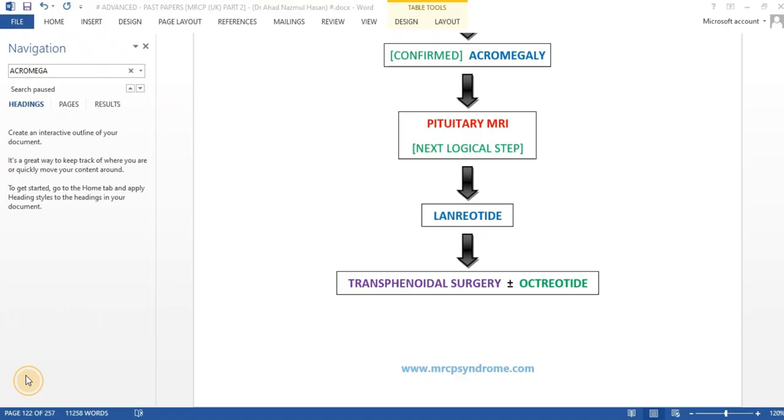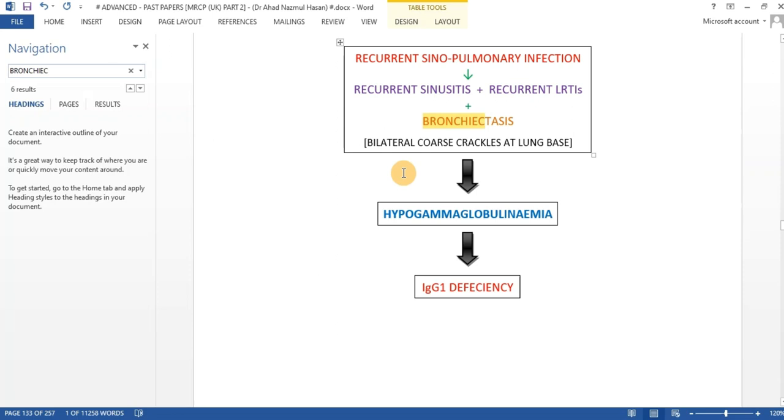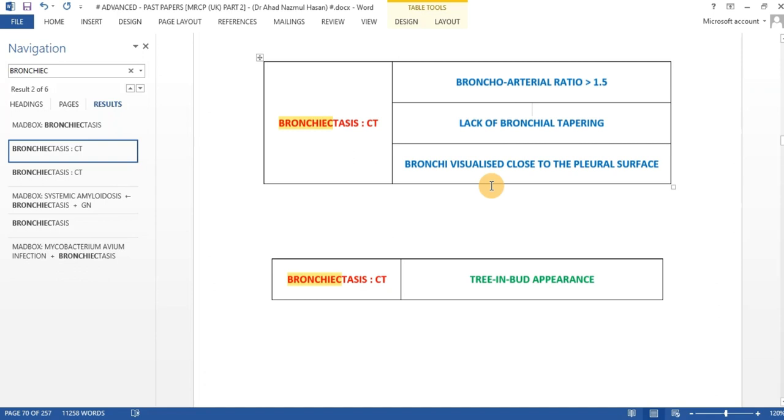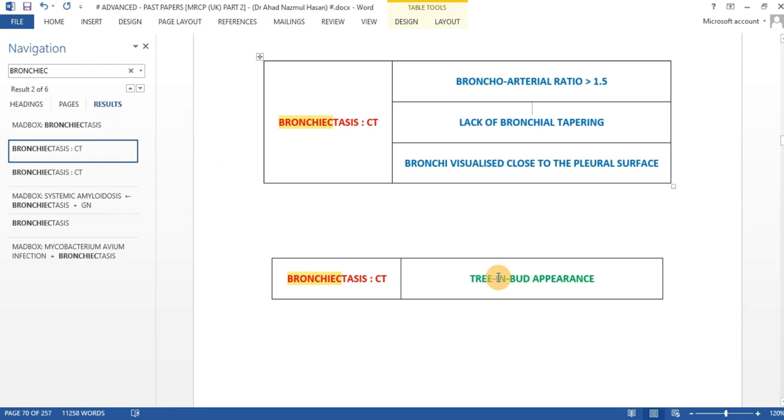Bronchiectasis. Yes, very good. So what are the other CT findings in bronchiectasis? Signet ring sign, and tram tract appearance. The bronchoarterial ratio is usually greater than 1.5, there is lack of bronchial tapering, bronchi visualized close to the pleural surface, and there should be a tree-in-bud appearance.